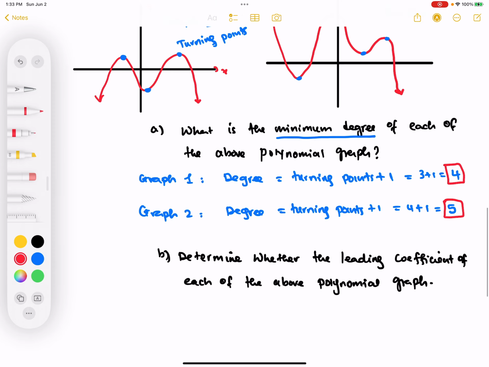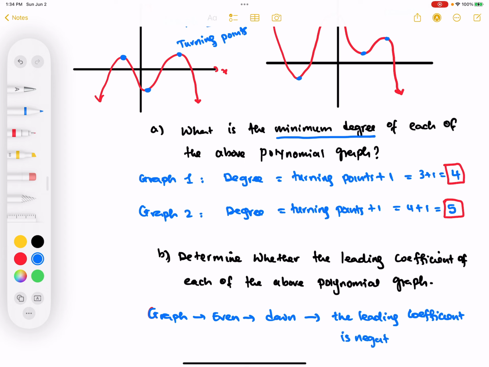Determine whether the leading coefficient of each of the above polynomial graphs is positive or negative. Now, remember, the first graph, graph 1, goes down, so it is an even graph with both ends down. Then you can conclude that the leading coefficient is negative. Remember our previous discussion.